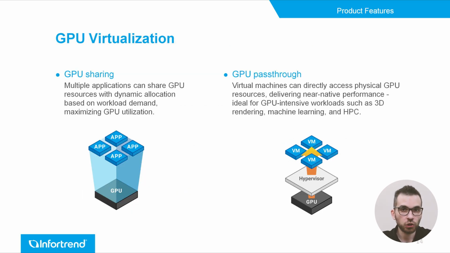IEC maximizes GPU efficiency with two deployment features. GPU sharing enables dynamic allocation across multiple applications, improving overall utilization. For performance-critical workloads, GPU pass-through delivers near-native speeds by giving virtual machines direct access to physical GPUs.